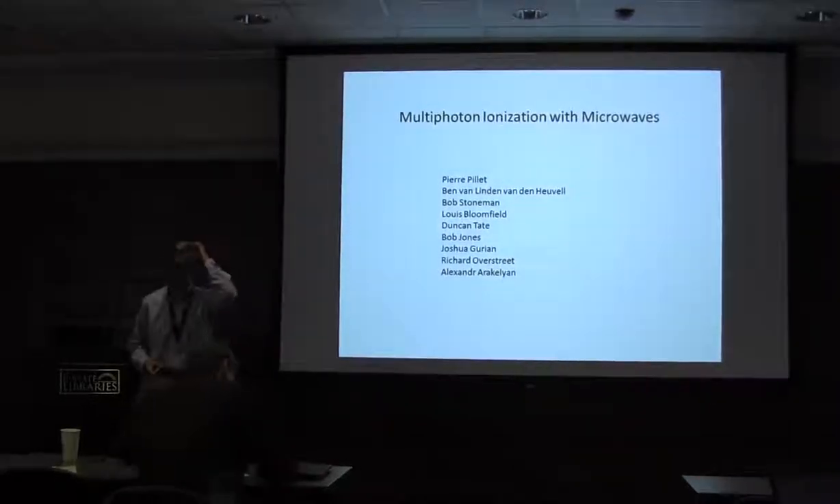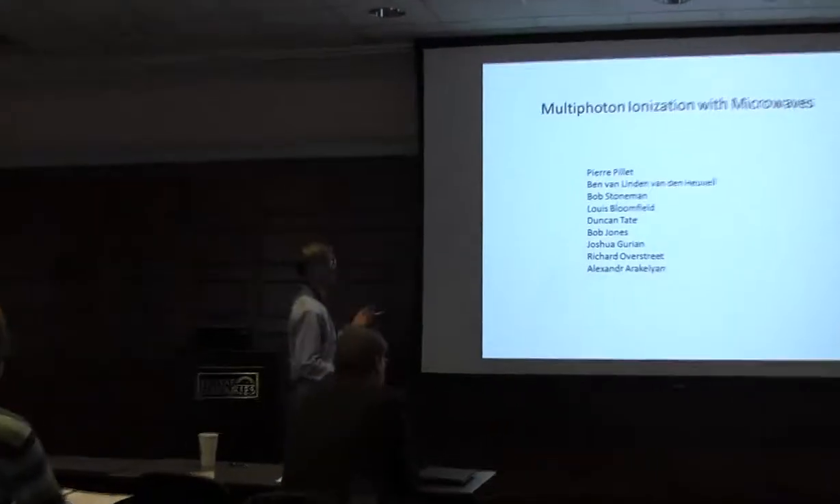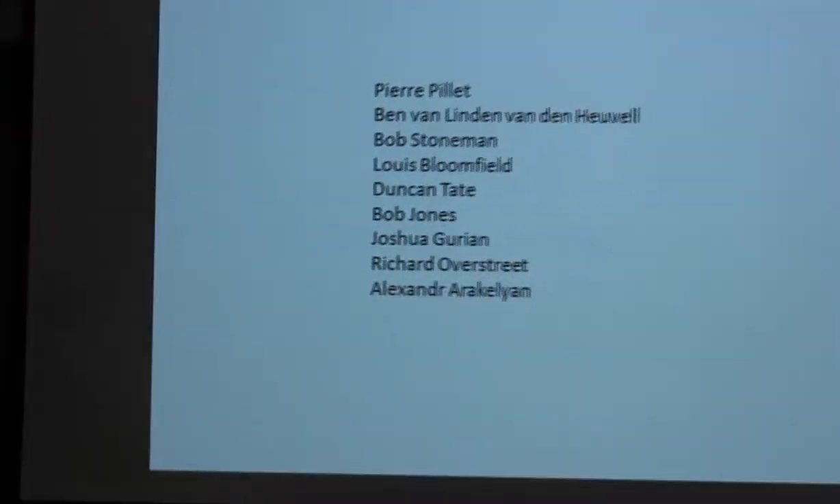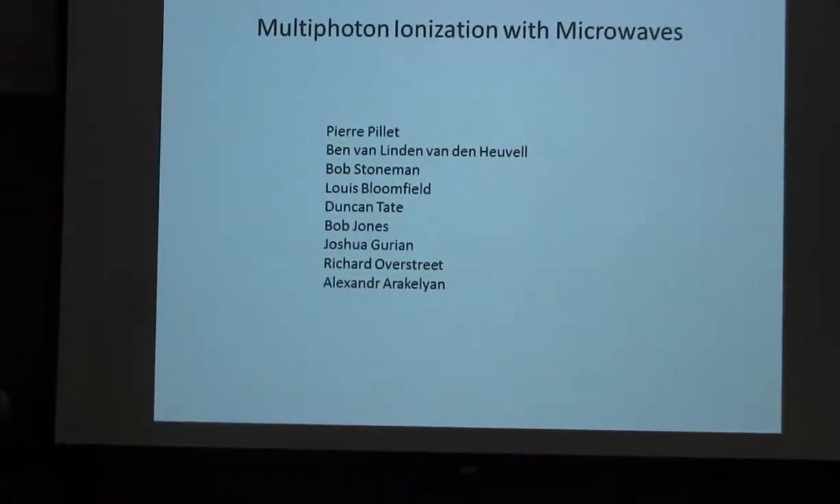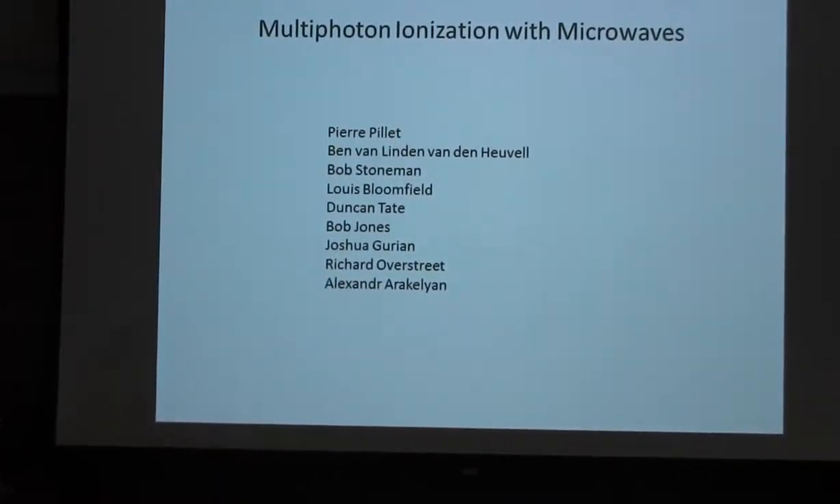So we're going to have a little light entertainment now. Basically, multiphoton ionization with microwaves. So there are atoms, and then we're using dime store photons. That is to say, photons at frequencies of 10 gigahertz. So put that in electron volts, it's something like 10 to the minus 4.